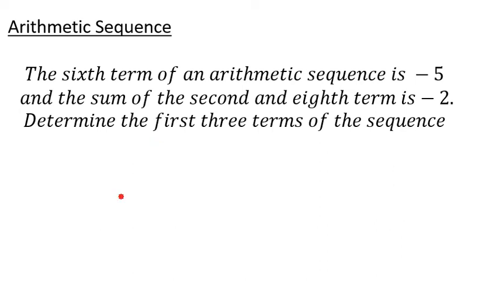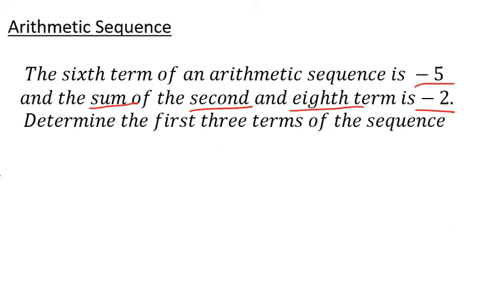Good day, everyone. This one is lesson 3 on arithmetic sequence. Right, so now we are looking at a complex problem. It says the sixth term of an arithmetic sequence is -5, and the sum of the second and eighth term is -2. Now determine the first three terms of the sequence.